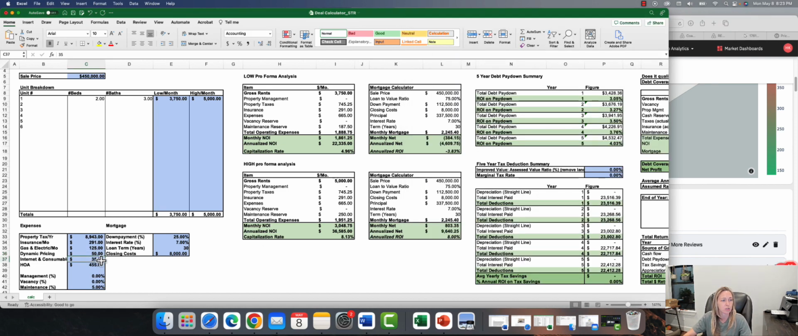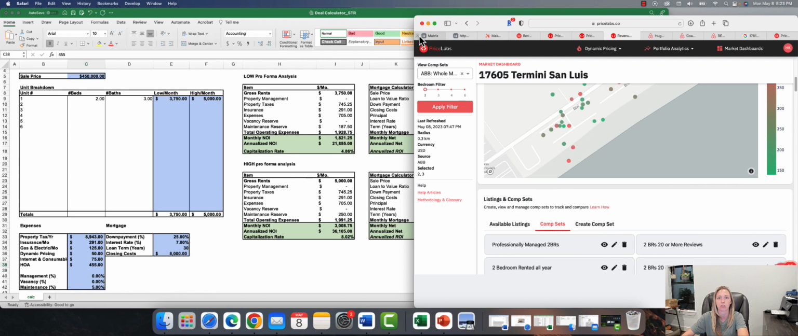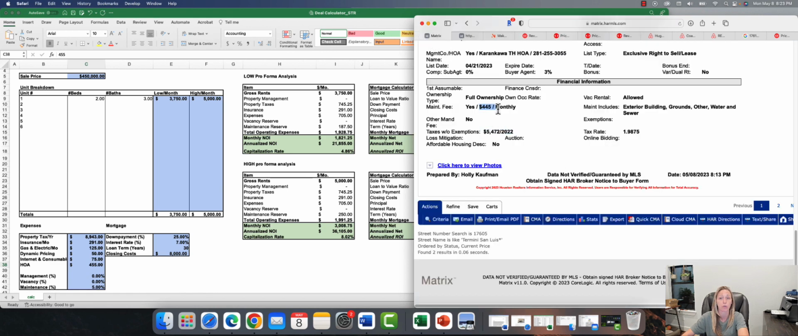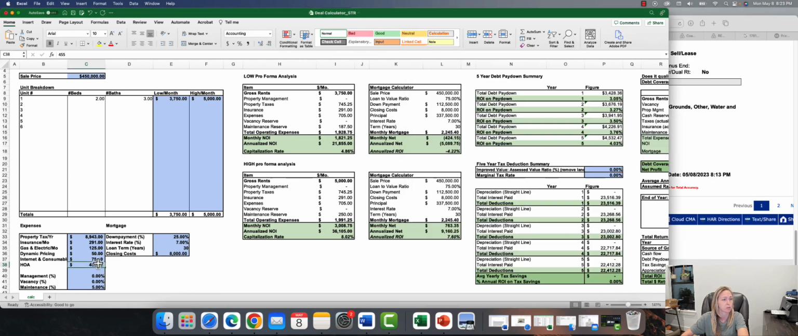Internet and consumables should probably be increased to about $75 a month. And then HOA was $445 for this property, and I'll show you where I got that.